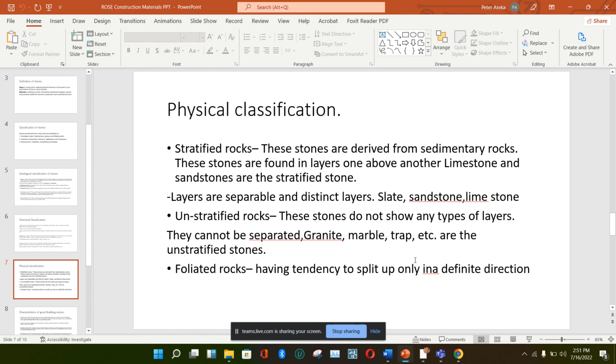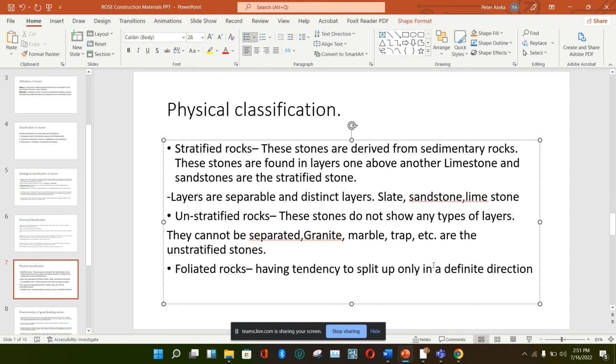The other one under the physical classification is the unstratified rocks. These stones do not show any type of layers. You will never find them in layers. Examples are granite and marble. The final example under the physical classification is the foliated rocks. They have a tendency of splitting up only in a definite direction.